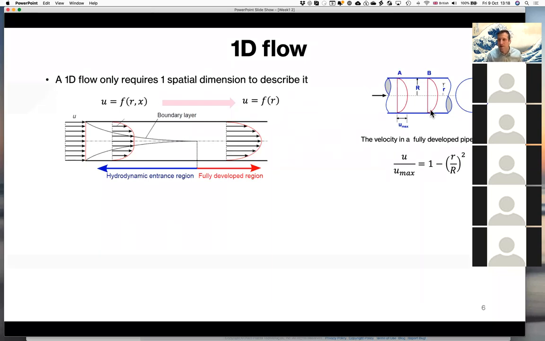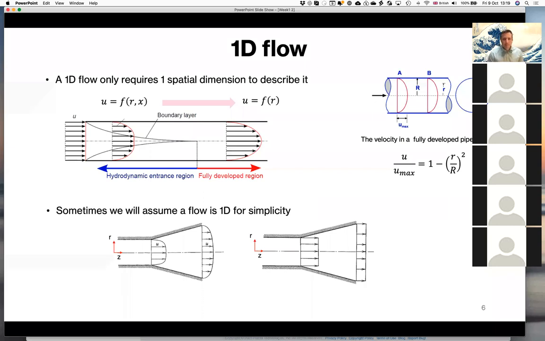And actually, we can generalize and say that for a 1D pipe flow, which has a radius of big R and a small radial coordinate from the center increasing to the outer radius, the velocity profile, which has a parabolic form and reaches a maximum of U max, can be described by this function. And the only variable that it has is R. So U is proportional only to R. This is a 1D flow.